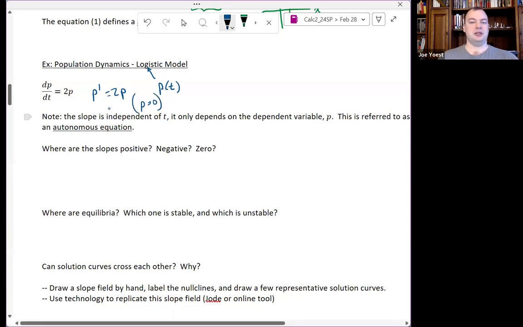So p equals 0 is actually an equilibrium solution. My population could start at 0. It would stay at 0 forever. It would never move away from that.